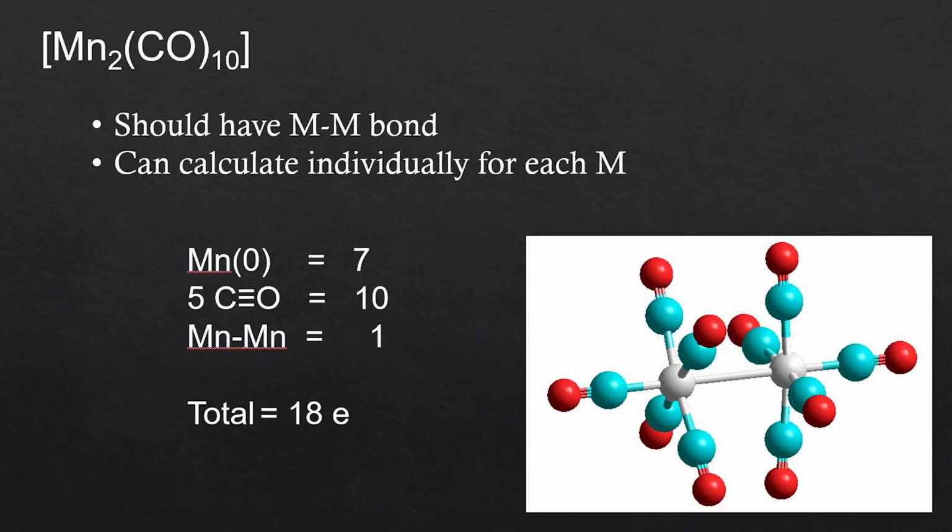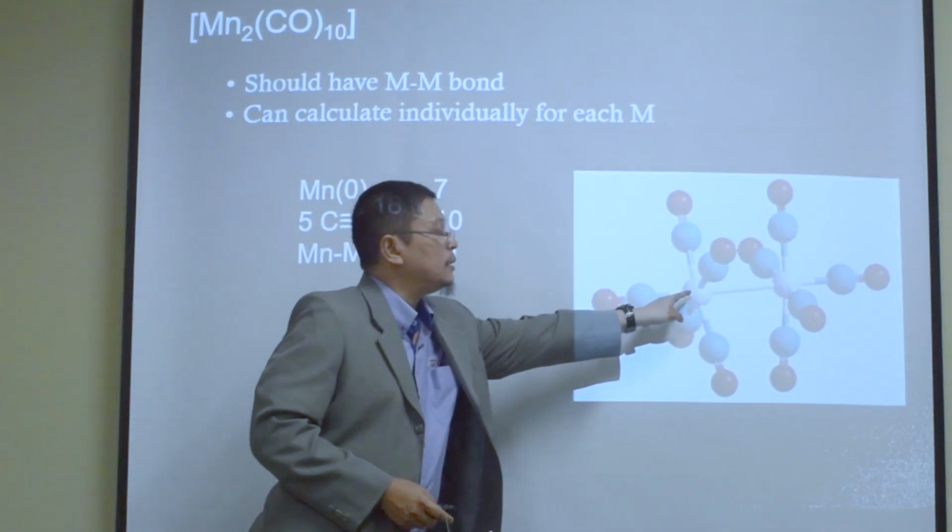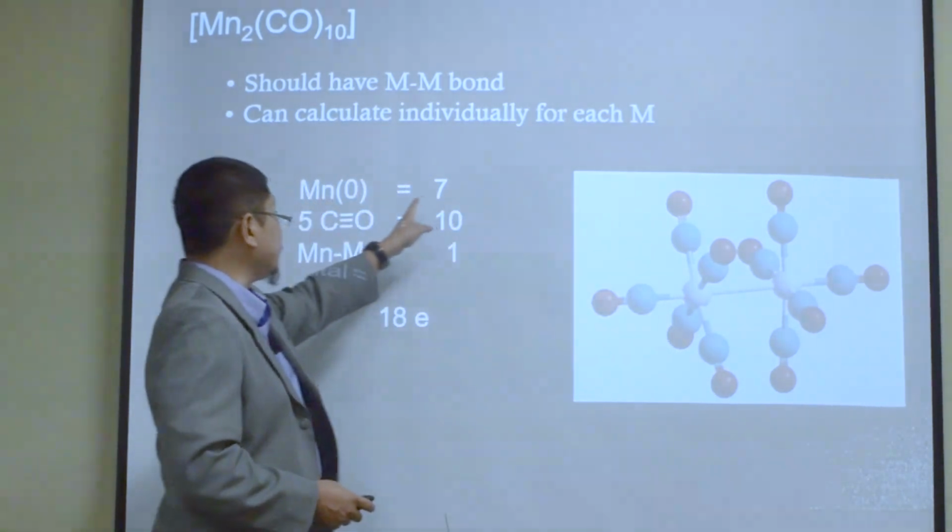Alright? Okay. Now we have a dinuclear complex. For dinuclear, it's rather different, because now we have two metals in it, but the way we count is still the same. Here you can basically do it individually. So this is basically the structure, and we can do it for each individual metal. So this is the example.